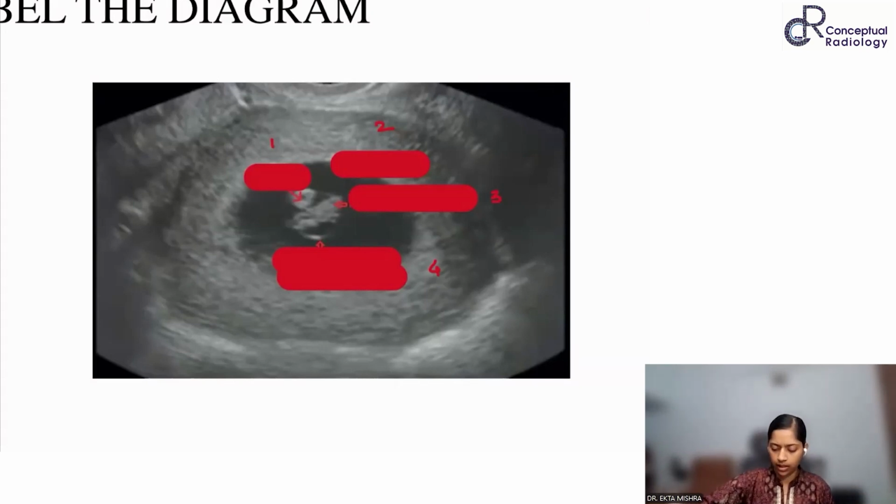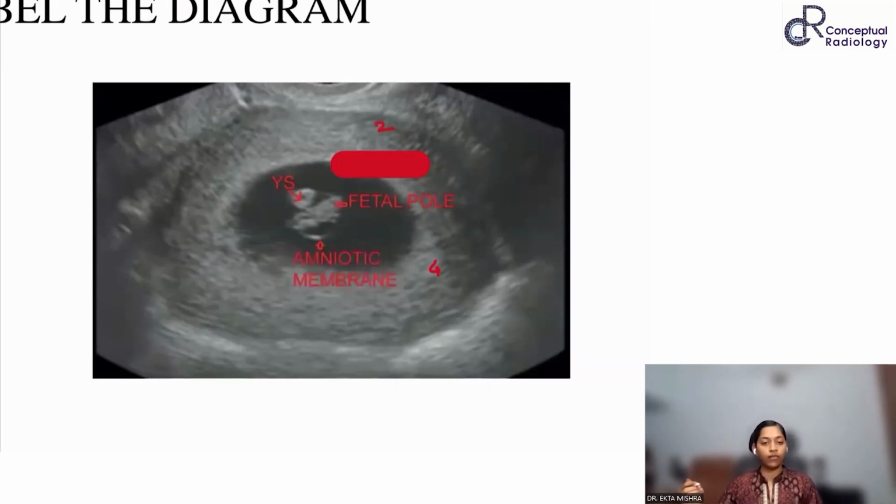okay. So let's start labeling now. So first, everybody is clear. It's an eccentric circular structure, which is yolk sac. Then third is the fetal pole, obviously. Now, those who have said that fourth is amniotic membrane, congratulations, very good. Now, what is two? It was this G-sac. Okay, trick question.